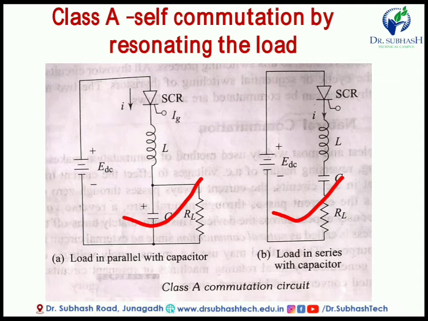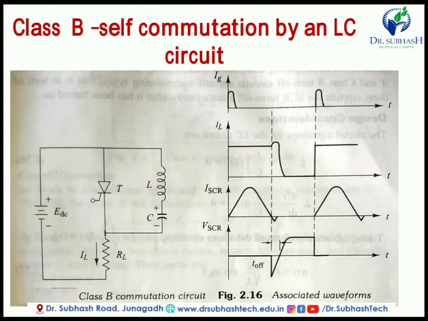Now if you want to see the waveform of this figure, you can refer to the different books available, and in the books different waveforms are given, so you can understand this properly. Class A self commutation by the resonating load. This one was about class A.